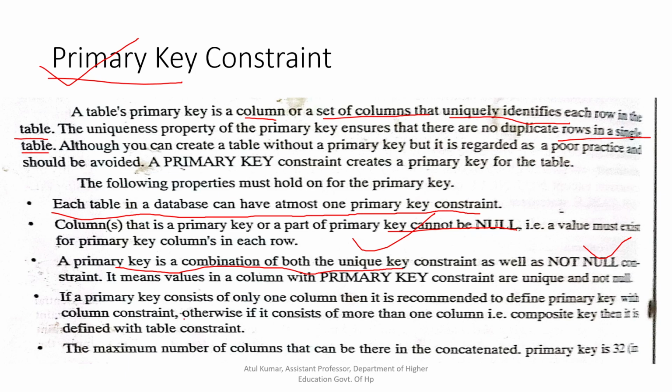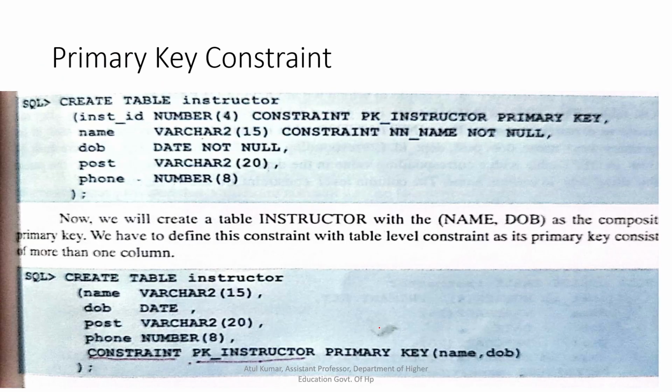And if the primary key consists of two or more columns, then it is applied as a table constraint, and if it contains only one column, then it is imposed as a column constraint. And the maximum number of columns that can be there in a primary key is 32. So we can combine up to 32 columns to create a primary key in SQL queries.